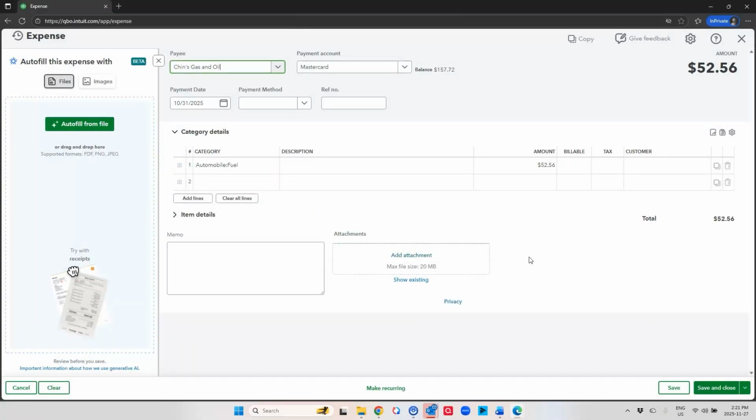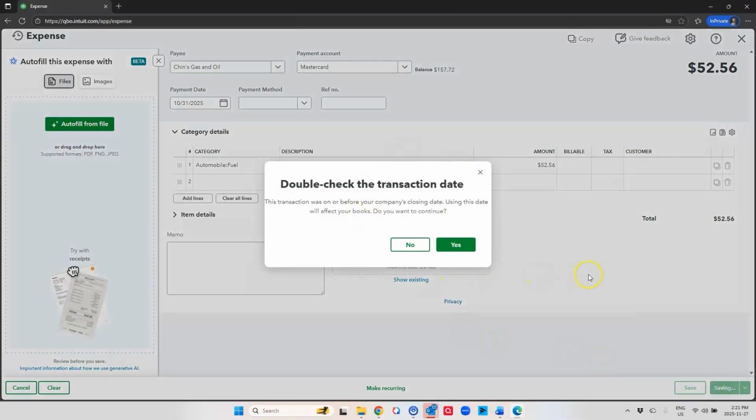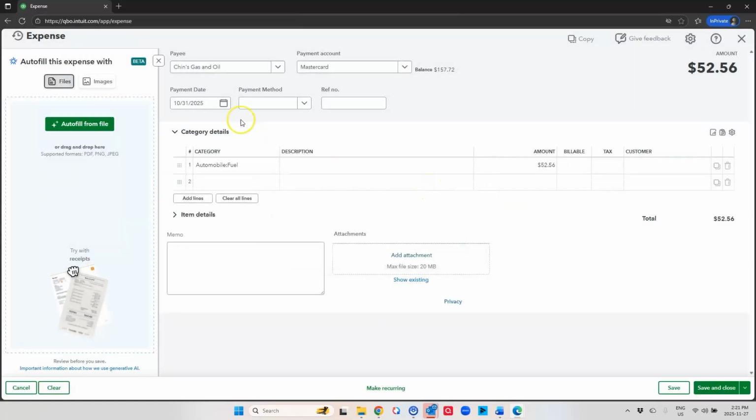I was given a receipt for automobile fuel that was dated the 31st of October. And when I did my reconciliation, it didn't show up because maybe that was a Saturday. So let's just make that scenario. We hit save and close. Oh, look, it says double check the date. So what I might want to do so that I don't mess anything up, if it's not the year end, is just slip it into the next day and hit save and close.